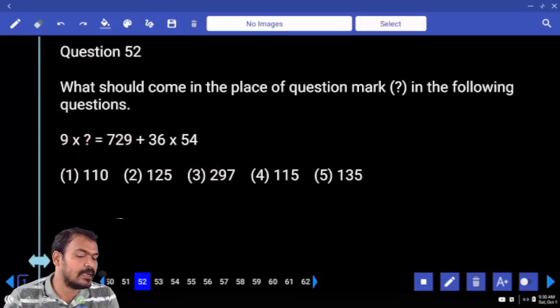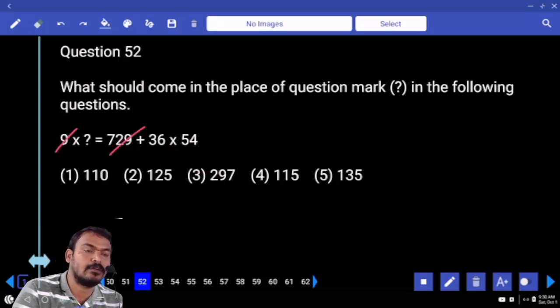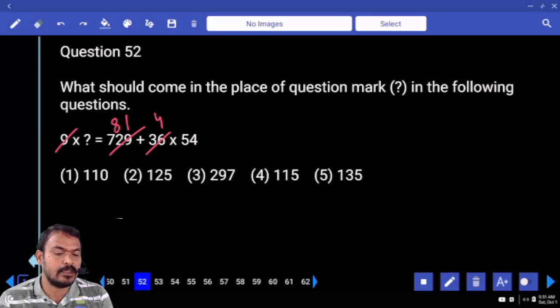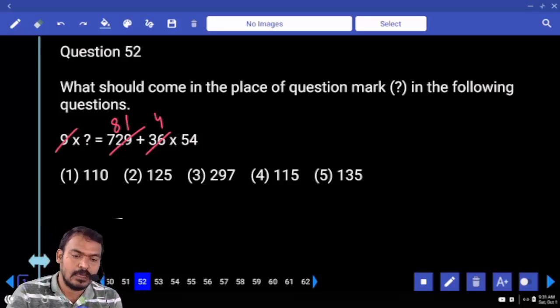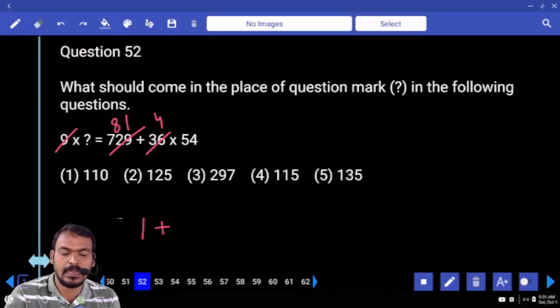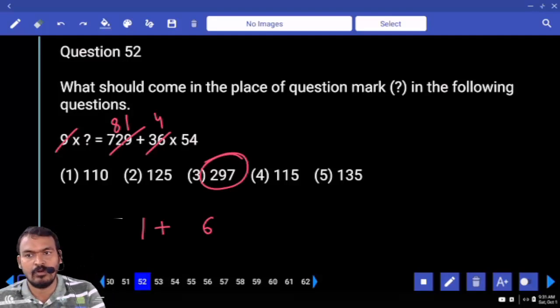First, left hand side 9, right hand side also 9 multiples. 9 how many times? 729. 81 how many times? 9. 36, 4 times. Verify the units position. In 81 what is the units position? 1. 4 into 54 ends with 6. Both added end with 7. Only one option.